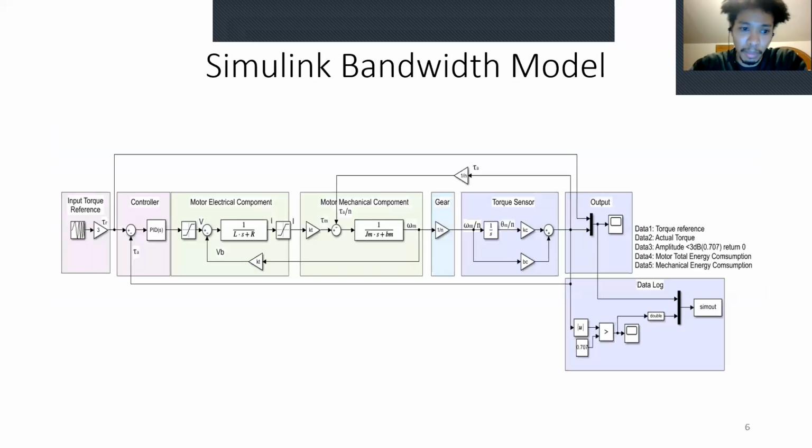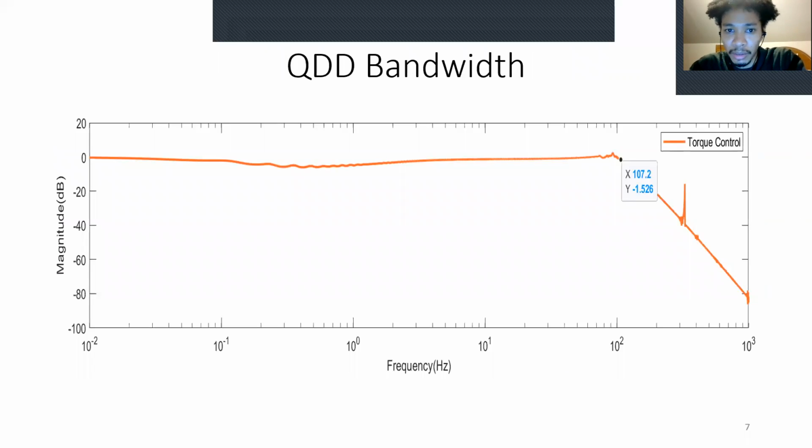Now here we have a bandwidth model. Here you can see we have the PID controller. We also have the different transfer functions and the gear ratio. We have the scopes, which we can read the outputs from as well. The PID values can be changed to tweak how the system responds.